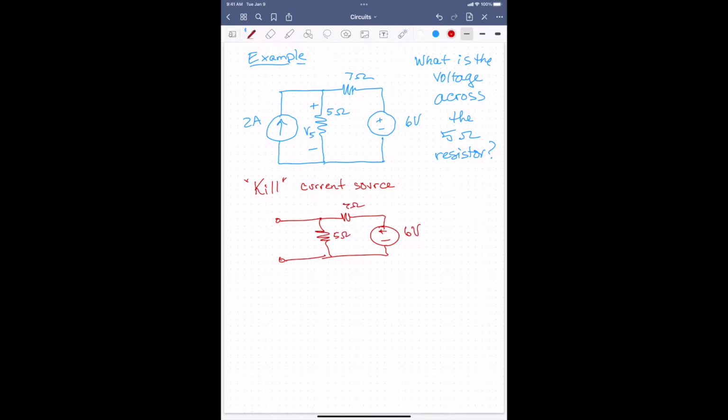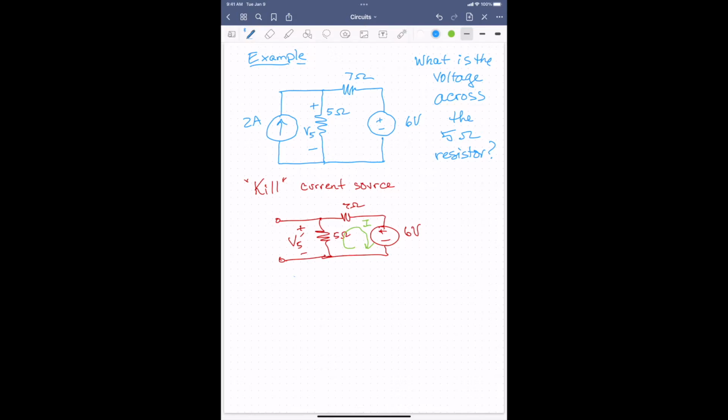And so here's the circuit with the 2 amp current source replaced by an open circuit. That's the same as setting the current to 0. Now, I'm going to give a name to that voltage across the 5 ohm resistor. It's different than the voltage in the first circuit. So instead of calling it V5, I'm going to call it V5 prime. And we just need to solve the circuit for that voltage V5 prime. So let's use loop analysis to solve for V5 prime.